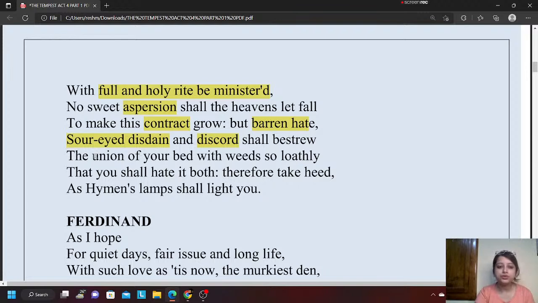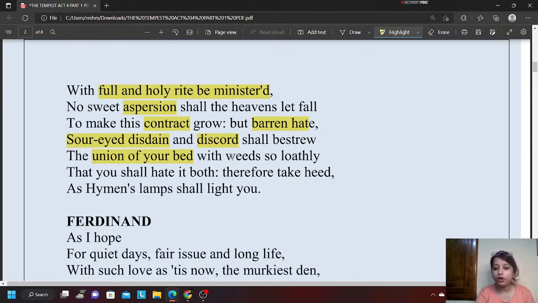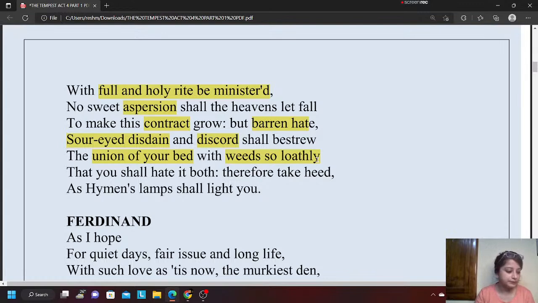Shall bestrew the union of your bed with weeds. So when you are married and wishing for a happy life, you will always be hating each other. All the time in your love story, there will be problems coming your way. It will be a loathsome wedding, full of hatred and quarrel, that you shall hate it both. Of course, who likes to quarrel, right? So it will be full of hatred, and therefore you should take heed.